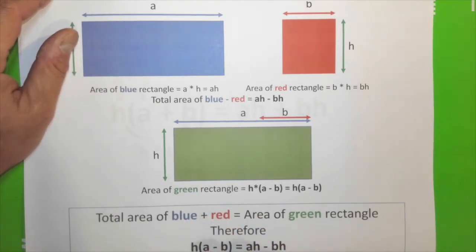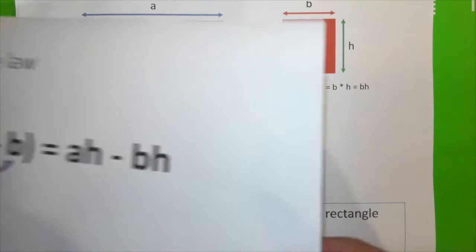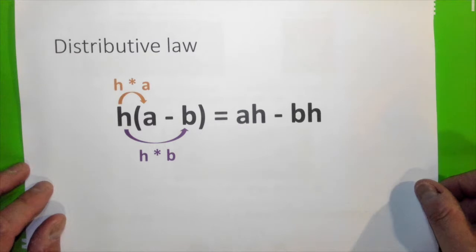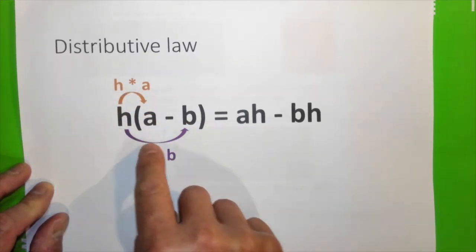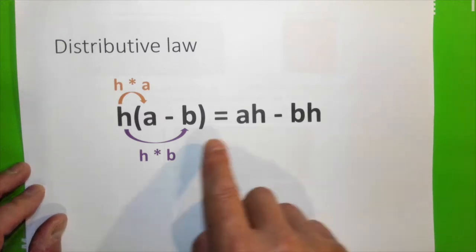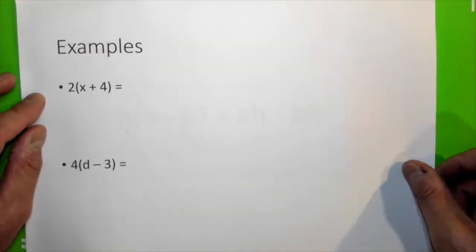Therefore, H times A minus B equals AH minus BH. Again, this is a distributive law. H times A, H times B, minus. Alright, let's do some examples.